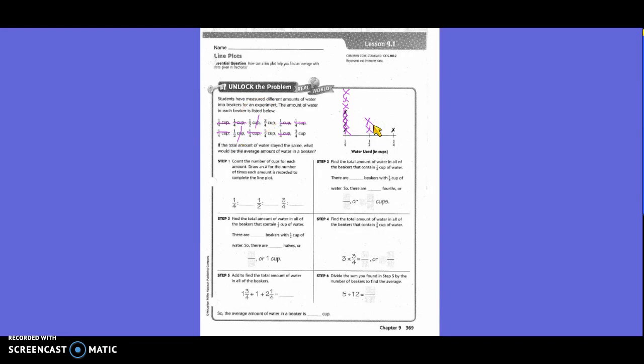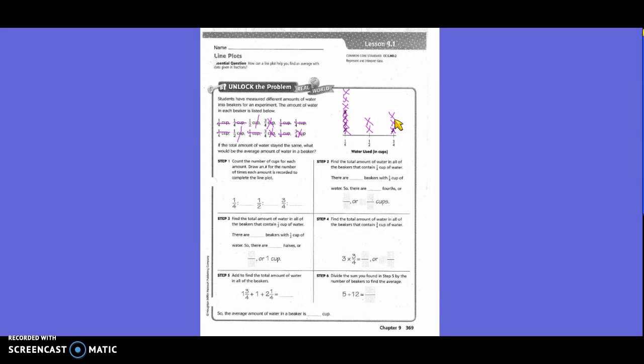3/4. How many 3/4 do I have? 3. So they already put 1 for us, and then 2 and 3. So count the number of cups for each amount. Draw an X for the number of times each amount is recorded to complete the line plot.